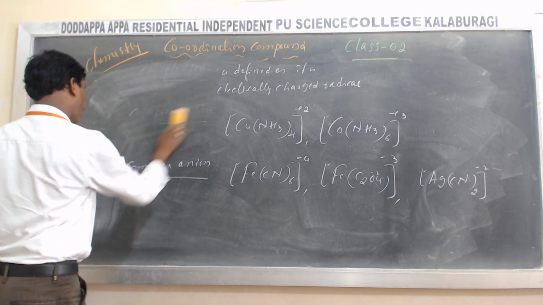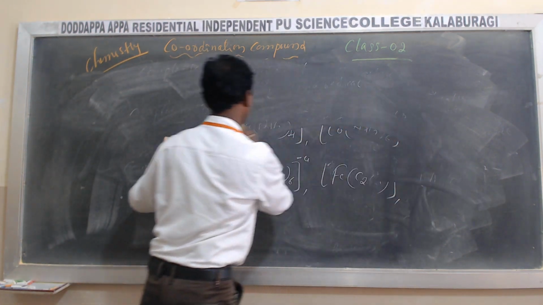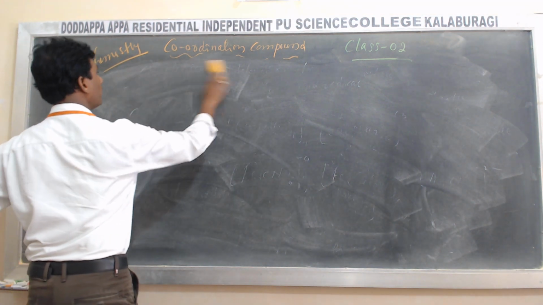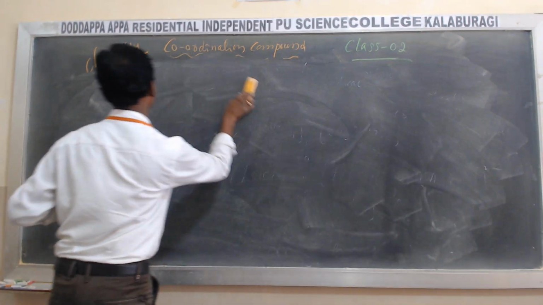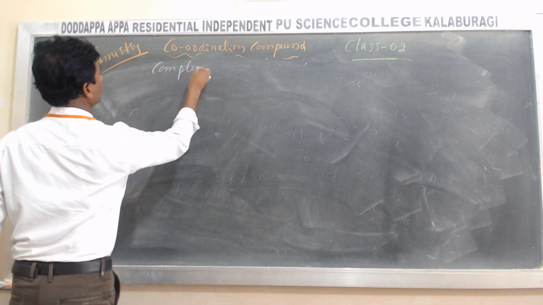Next I can go for complex salt. The complex compounds are three types.